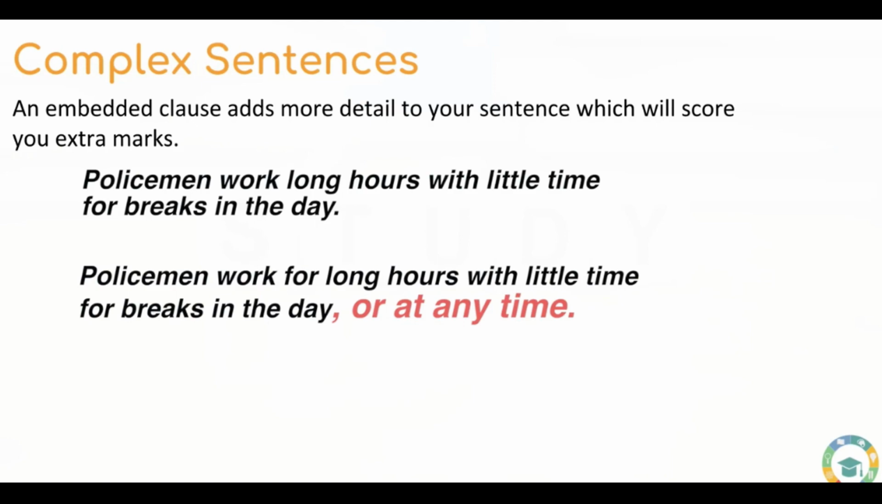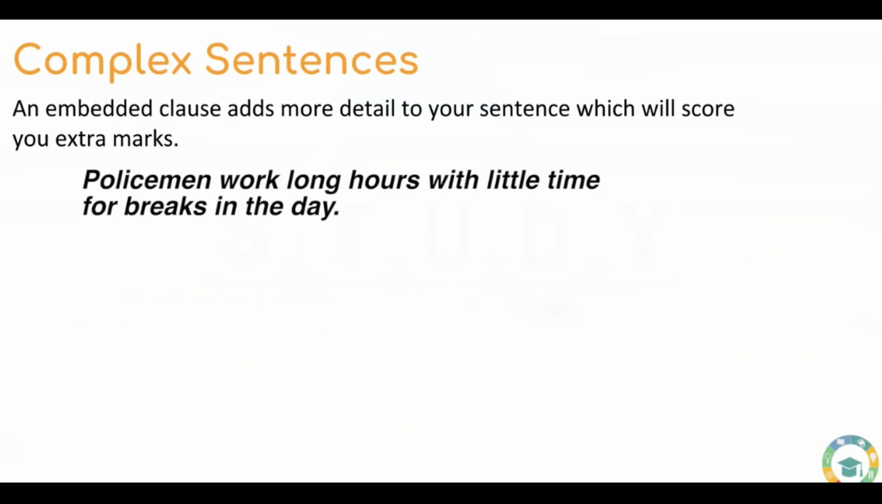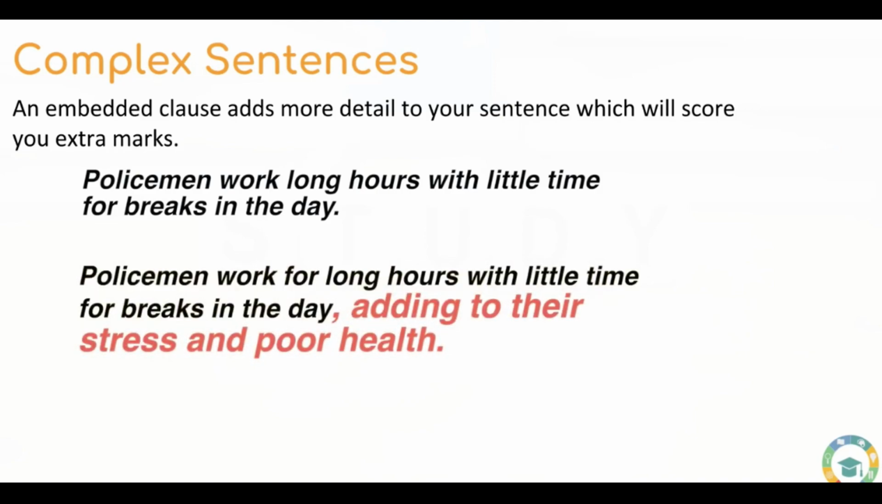The writing in black is a complete whole sentence, whereas our extra clause, which is in red, would not make sense on its own. Therefore, this clause needs to be added to a full sentence, which gives us a complex sentence, and it helps us to add extra detail to our writing. Let's see another example. Policemen work for long hours with little time for breaks in the day, adding to their stress and poor health.